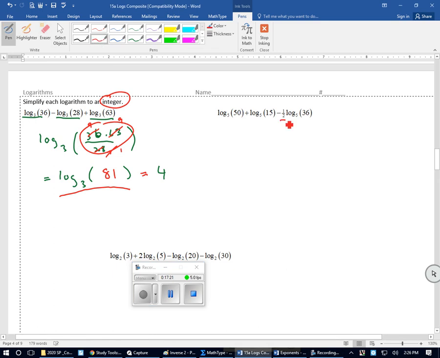Coefficients become exponents. Addition becomes multiplication, subtraction becomes division. This is going to say log 5 of 50 times 15 over 36 to the 1/2 power. Now, what do you remember about a 1/2 power? That's right, it means the square root.